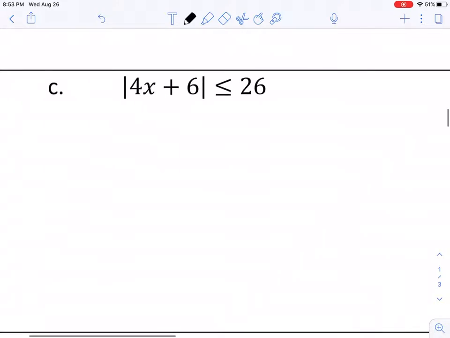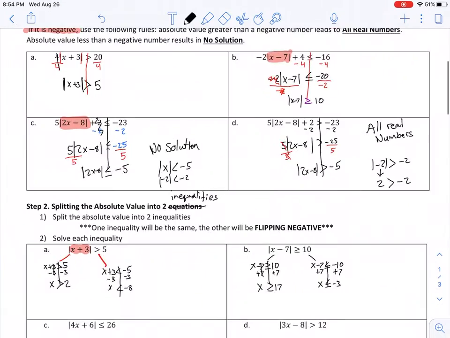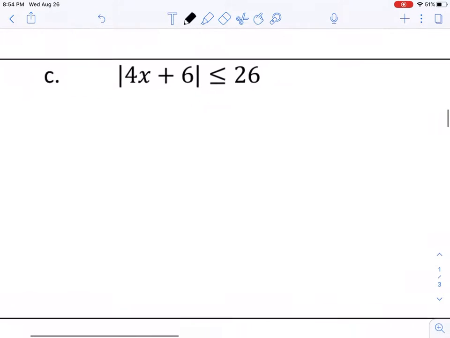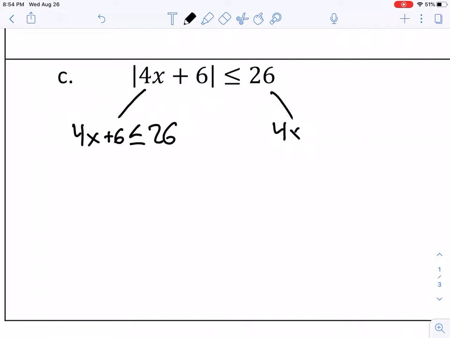All right, example C. Because of these having no solution and all real number solutions as the examples, these are just 2 random ones that we'll continue using for the rest. So if you're given something like this, we're going to split it. We're going to say 4x plus 6 is less than or equal to 26. So the first one's the same. The second one, you guessed it, is flippin' negative.